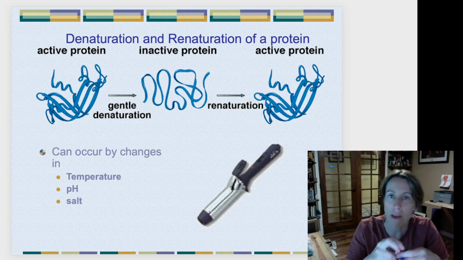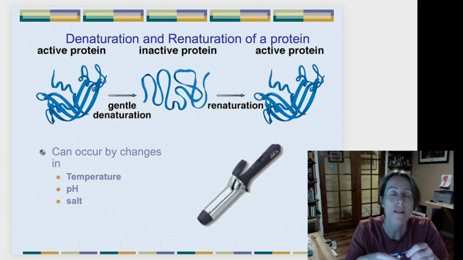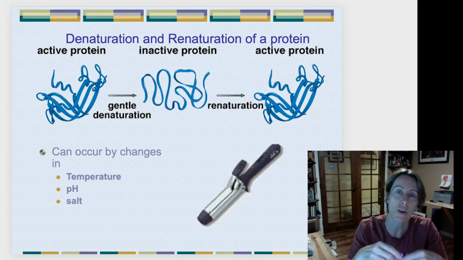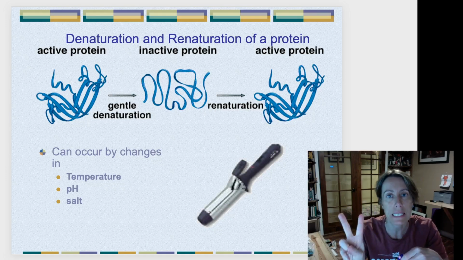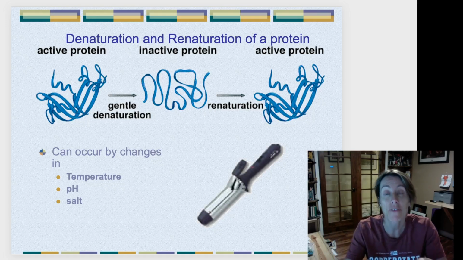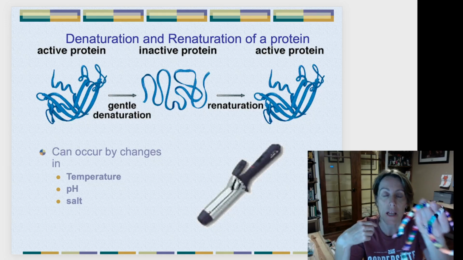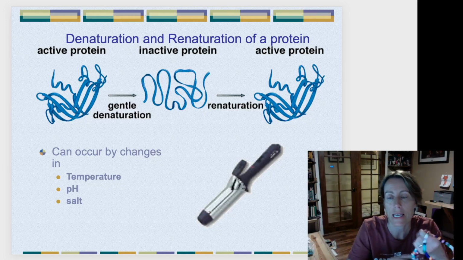There was one interaction at the tertiary level, the disulfide bridge, that was a covalent bond. Remember the disulfide bridge that can happen between two cysteine amino acids? And those actually are harder to break by denaturation. But even if you've got a few disulfide bridges holding on, the rest of it is all going to be shaken apart. So you're going to lose your shape regardless.